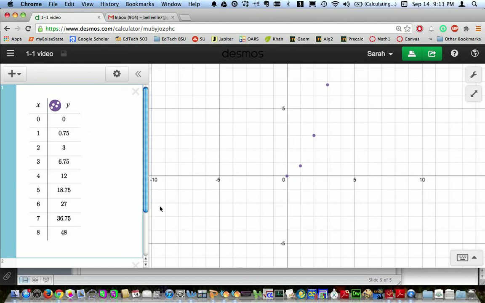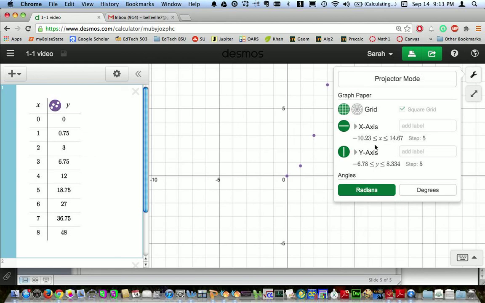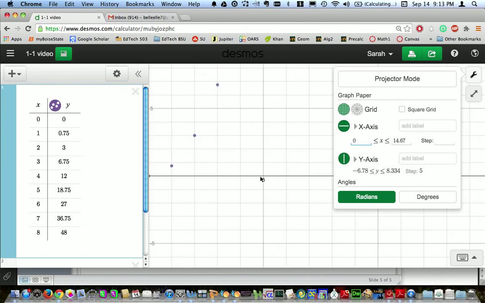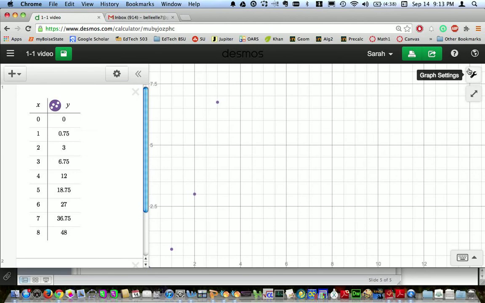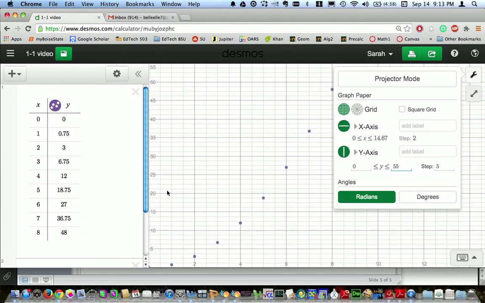Now I can't see all of them. I plotted 9 dots. So it might be helpful to use the graph settings tool. We don't need the negatives in a problem like this, so I'm going to put that to 0. And I'm going to put this to 0. And maybe let's make the step along the y-axis, because look at our x-axis, it's going by 1s, but our y-axis is getting all the way up to 48. So it might be good to maybe go by 5s. Okay, and now it's going by 5s.